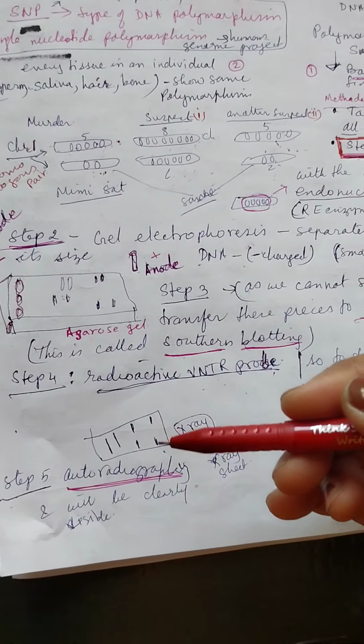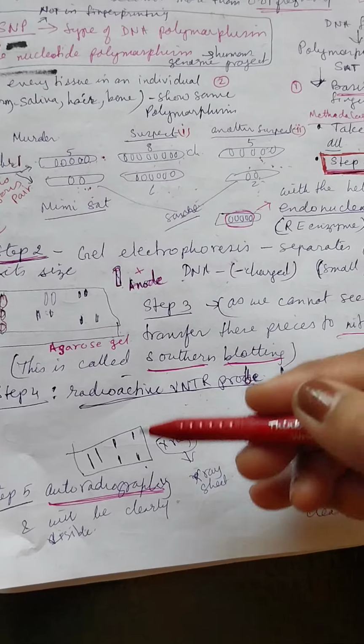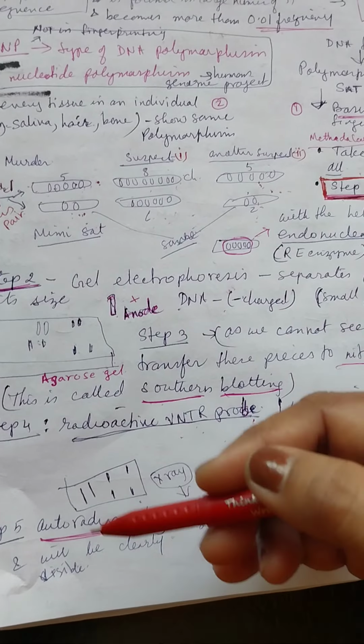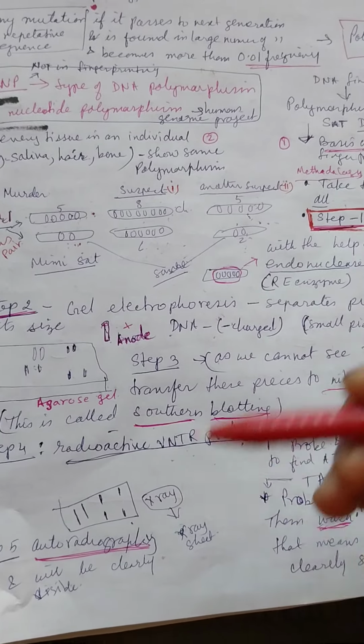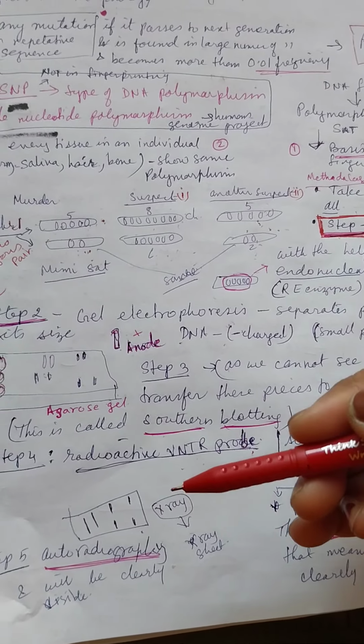And the last process will be autoradiography, which will be done with the help of X-ray, and here the sequences, the pieces, will be easily visible.